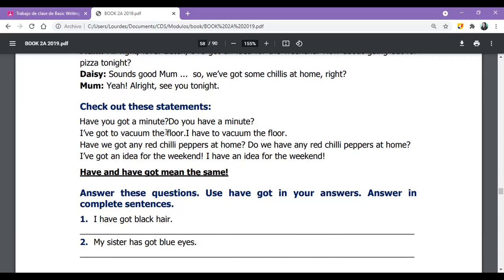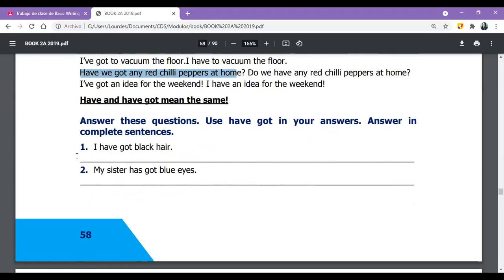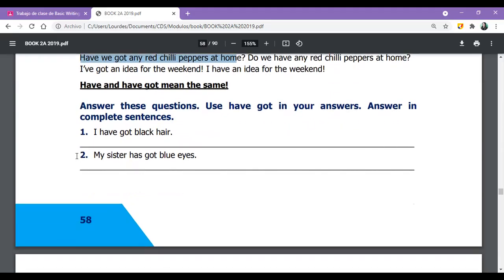I have got to vacuum the floor. Or we can say, I have to vacuum the floor. Have we got any red chili peppers at home? Or do we have any red chili peppers at home? Or I've got an idea for the weekend. I have an idea for the weekend, okay? Have and have got mean the same, as I told you before.